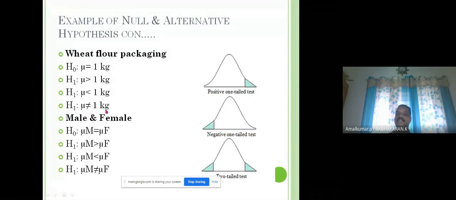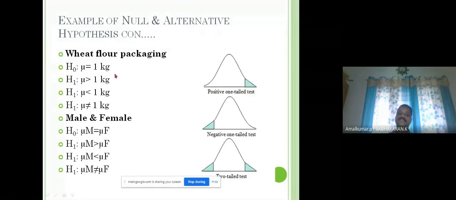Here, the manufacturer does not assume whether it is left or right. He believes in the middle value, between the two. So in this situation, we are checking both the right and left side of a normal distribution curve, and finally we are taking the decision. That is the case of the wheat flour packaging example. So you have to understand this, then only you can develop hypotheses.